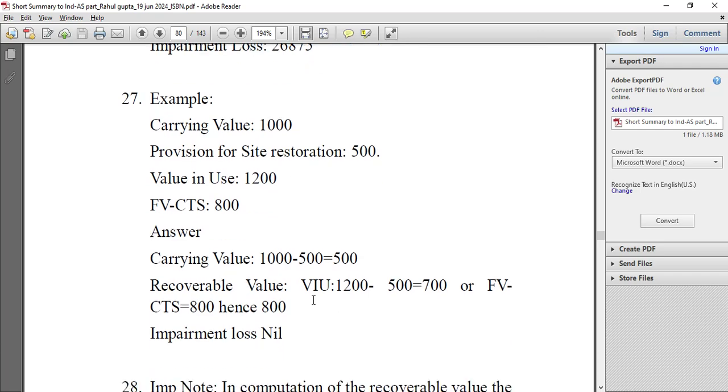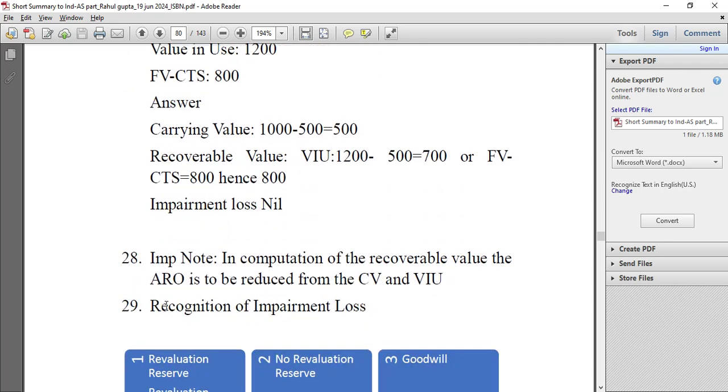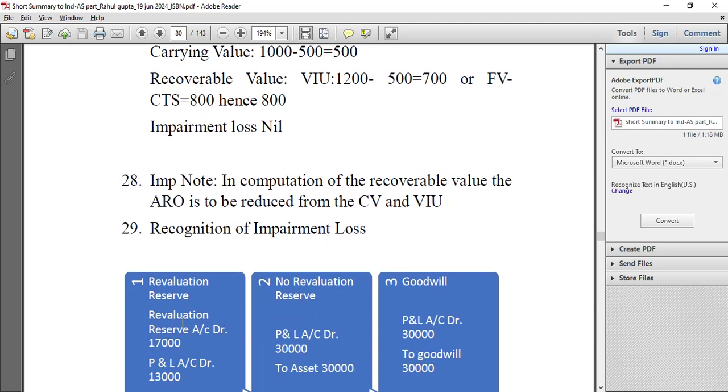1200 value in use minus 500 provision for site restoration, that is 700, or 800 fair value less cost to sell. So 800 would be the recoverable value, and carrying value is 500, hence there will be no impairment loss. Important note: in computation of recoverable value, the asset retirement obligation is to be reduced from carrying value and value in use.